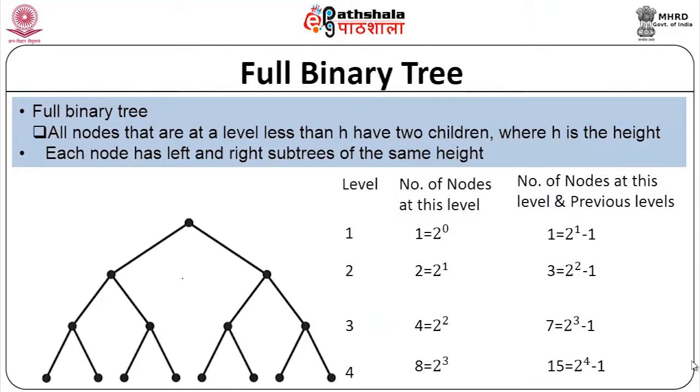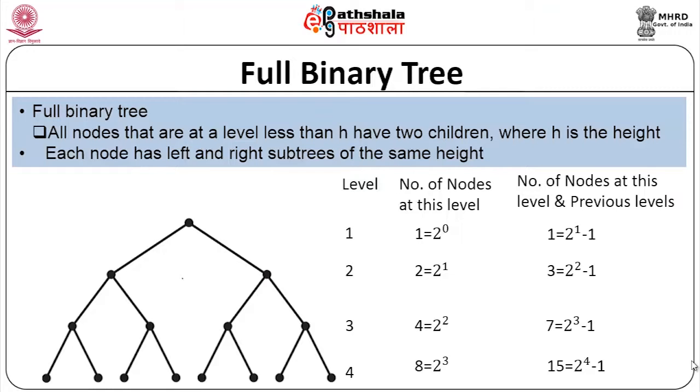So, the next, those are the two examples we saw. Now we will define certain definitions that are very specific to binary trees. This is a full binary tree. What do you mean by a full binary tree? In a full binary tree, all nodes that are at a level less than h have 2 children. There is no question of one child in a full binary tree.